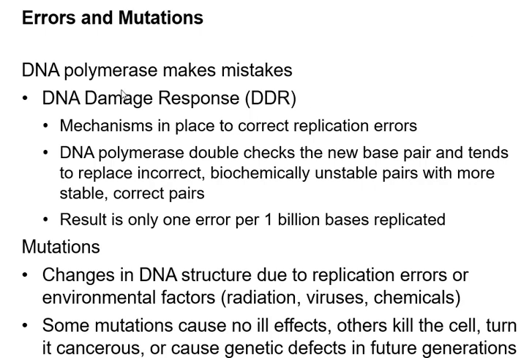Besides mistakes that are made when you're making an extra copy of your DNA, there are other things that can mess up your DNA. For example, radiation, X-rays, viruses can get in and alter your DNA. If you're exposed to certain chemicals, they call them mutagenic chemicals.